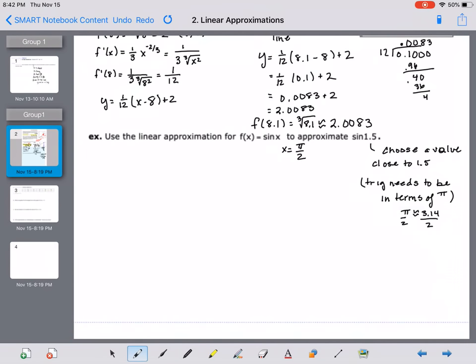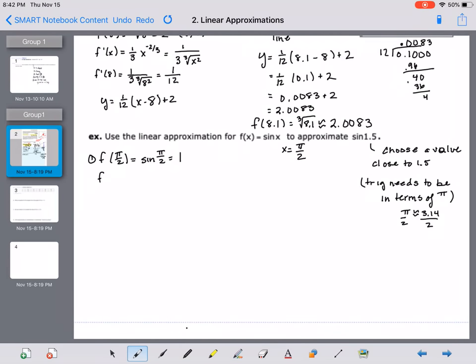Again, the first thing I'm going to do is find the equation of my tangent line. So starting with, we're going to use f of pi over 2. That's our x value. So if we plug it in, we get sine of pi over 2. Going back to our unit circle, or our hand movement that I taught you guys in class, that's 1.